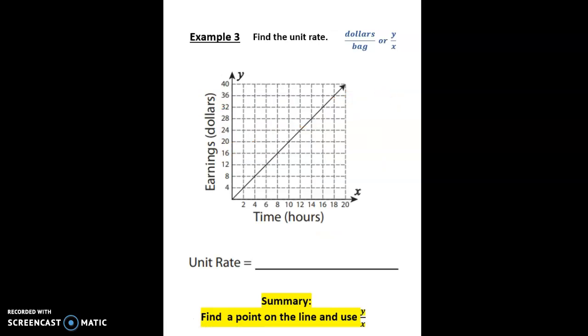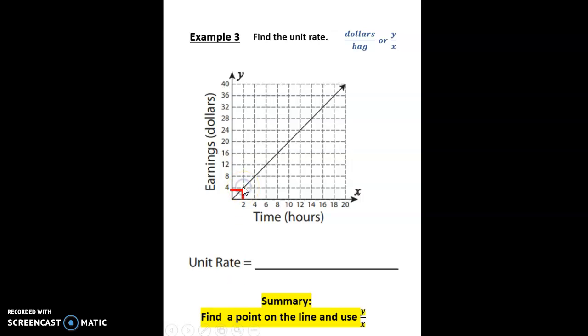All right, try this one. See if you can figure out the unit rate. Pause it. Okay, here we don't have any dots, so you have to find which spot has a dot, or where we could put the dots. We don't want to use a point here because it's not on the corner of these little grid lines. So let's use this point right here.